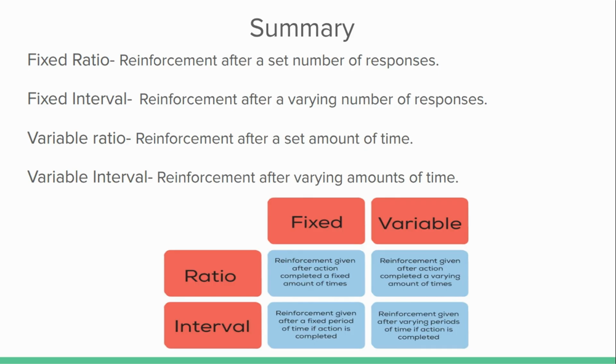So, in summary, a fixed ratio is reinforcement after a set number of responses, a fixed interval is reinforcement after a set amount of time, a variable ratio is reinforcement after a varying number of responses, and a variable interval is reinforcement after varying amounts of time.